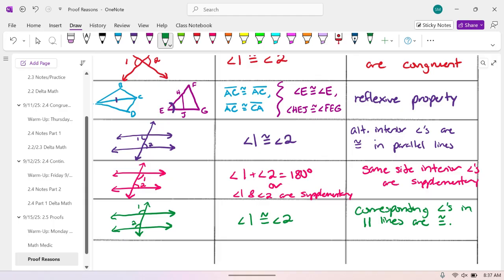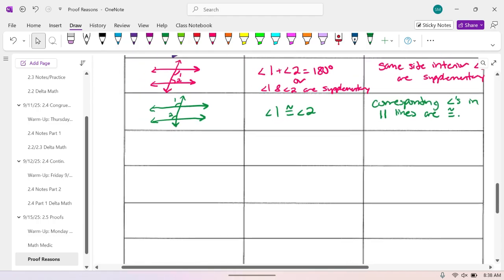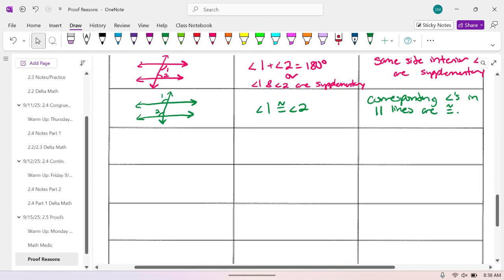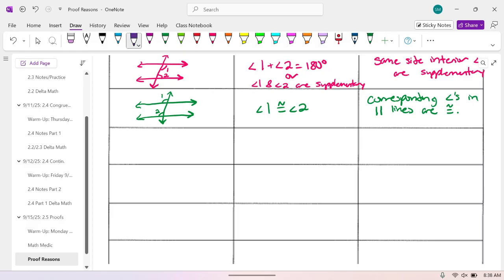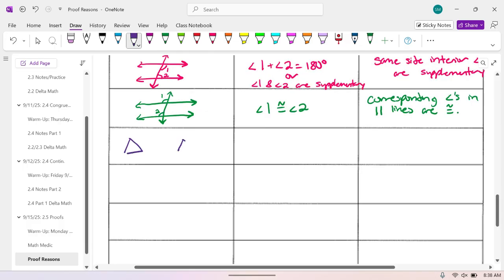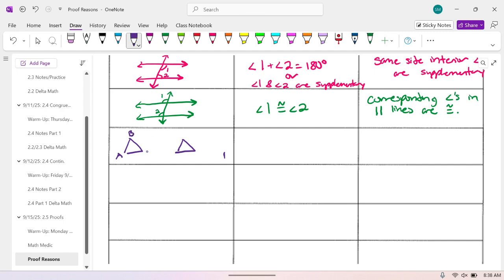All right, so moving away from the parallel lines, don't forget, you may also see alternate exterior and same side exterior as well, but they're pretty much the same thing as alternate interior and same side interior. But we're not going to actually write that down. Now we're going to talk about the congruent triangle postulates. So we're going to review the congruent triangle postulates from last week.